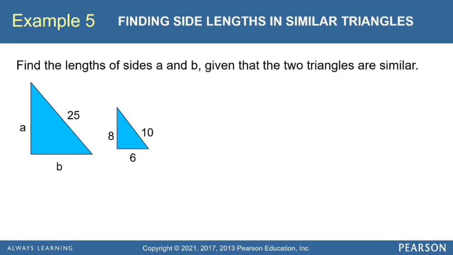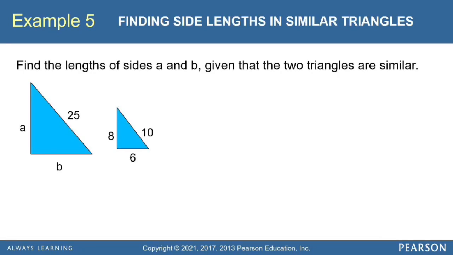So here's example 5, and it says find the lengths of sides A and B given that the two triangles are similar. So if the two triangles are similar, then they will have sides that are proportional. So let's look at the side we know from the larger triangle, and that's 25, and we know that's going to correspond with the side that's equal to length 10 from the smaller triangle. And there's not an easy whole number multiplier that will take us from 25 to 10. So we're going to solve this by setting up ratios. And you have a couple of different ways you can do it.